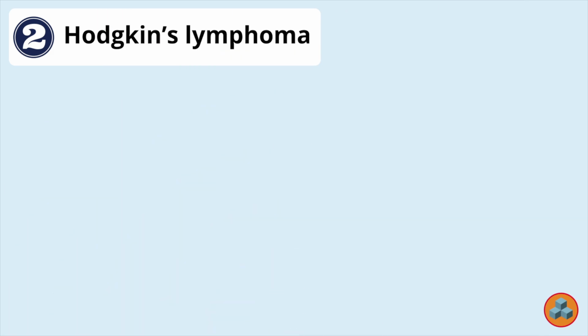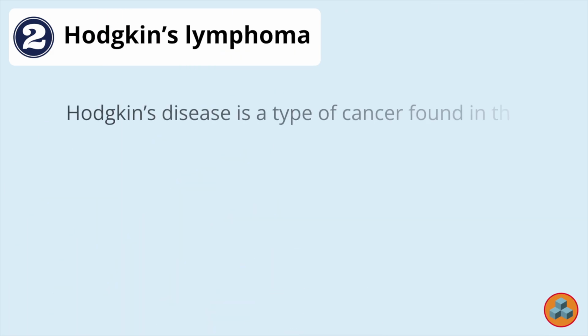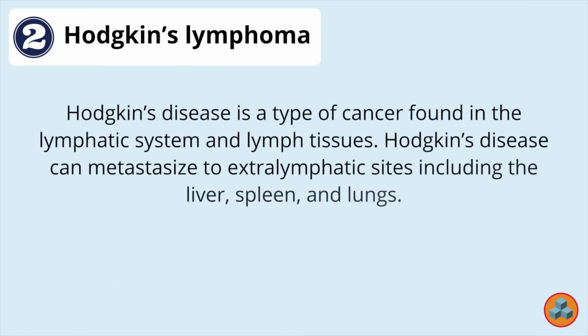Option 2, Hodgkin's lymphoma. Hodgkin's disease is a type of cancer found in the lymphatic system and lymph tissues. Hodgkin's disease can metastasize to extralymphatic sites including the liver, spleen, and lungs. This condition produces an elevated erythrocyte sedimentation rate. Common symptoms include swelling of the lymph nodes, fever, night sweats, and unexplained weight loss.